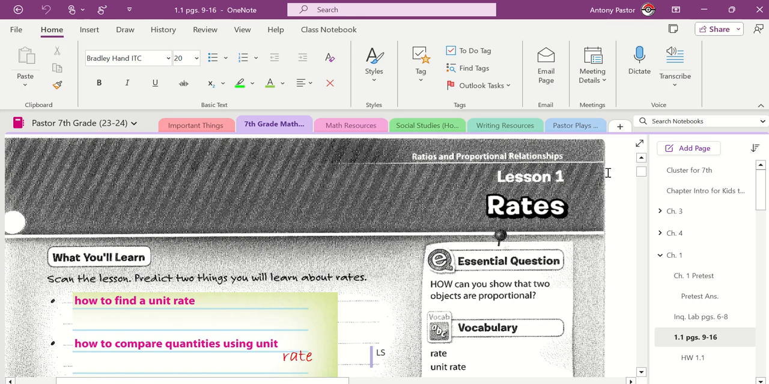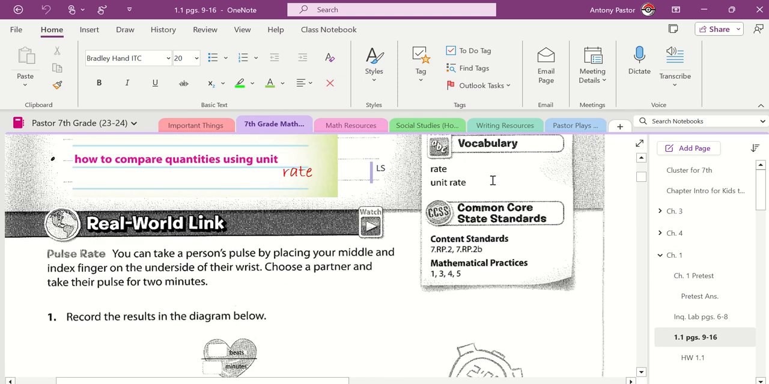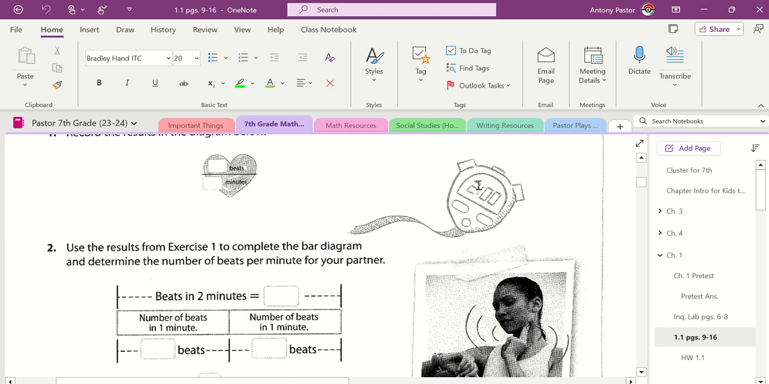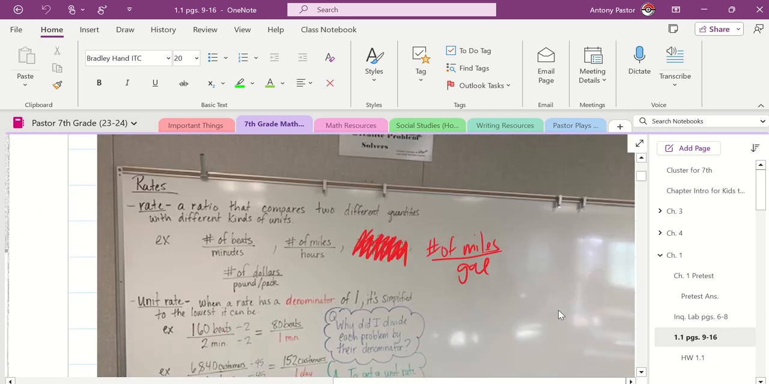Today we're working on Chapter 1, Lesson 1. This is 7th grade math, and today we are going to be dealing with rates. Our vocabulary is going to include rate and unit rate. So, first things first, let's go ahead and look at our notes.